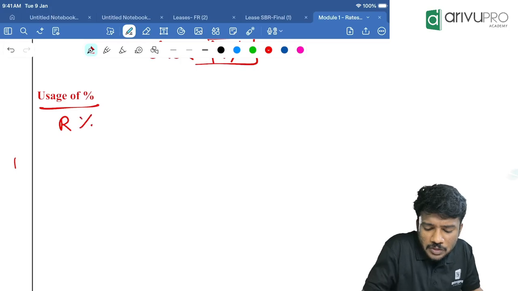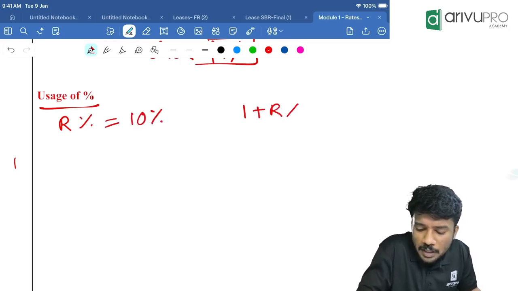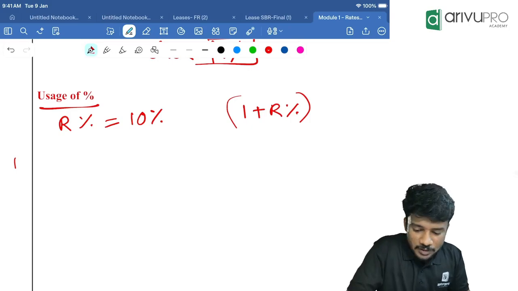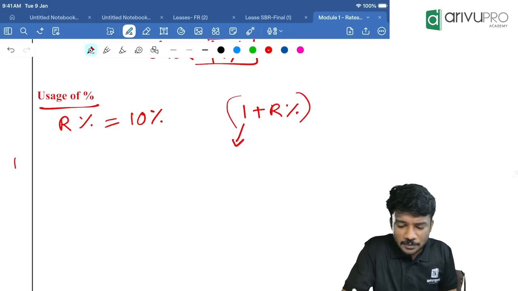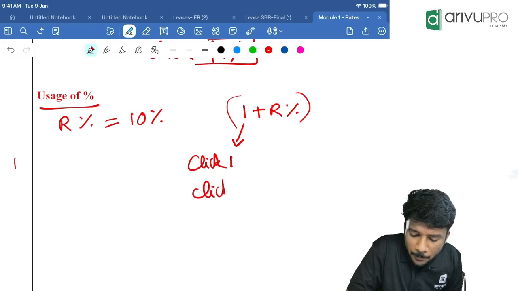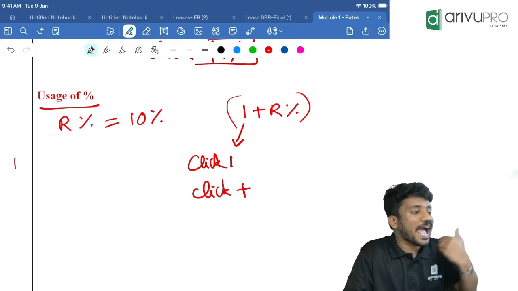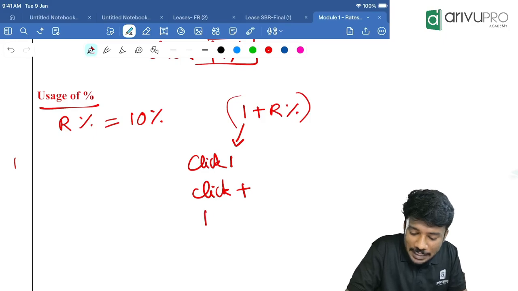Now, always what we will see is, in the question they will give rate percentage is equal to 10 percentage. Then find 1 plus R percentage. How will you find it using the calculator? Type 1 on your calculator. Then click the plus sign, since we are adding it. Then R percentage is how much? The R percentage is 10.